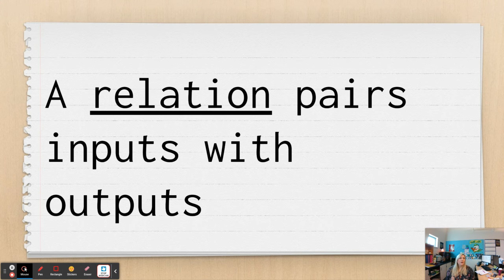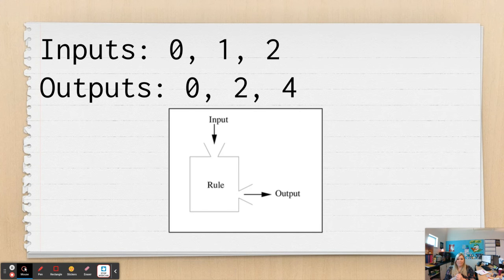Okay, a relation. What's a relation? Think about in real life. What is a relation or a relationship, right? It's kind of a way to describe how things relate to each other. So a relation can pair inputs and outputs together, and we look at how the inputs and outputs, how does one affect the other? How does the input affect the output?